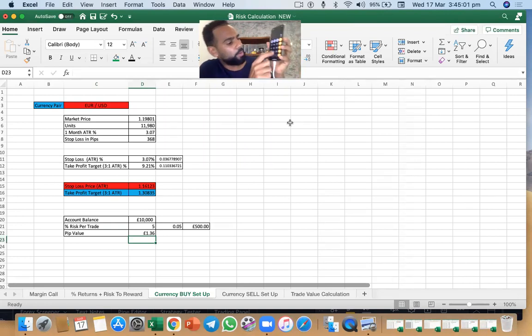So 1.36 times 368, then we get exactly £500. So this spreadsheet, guys, it's all there for you.